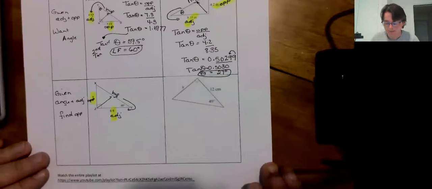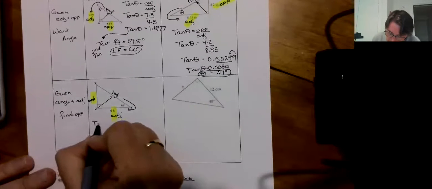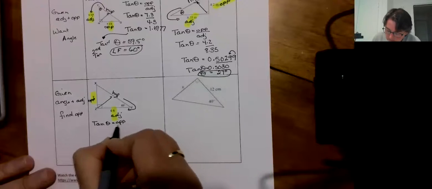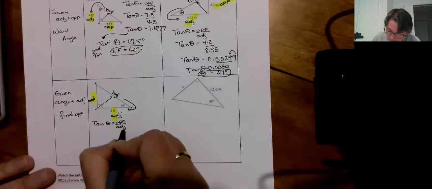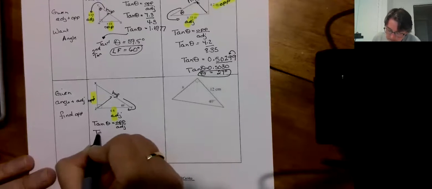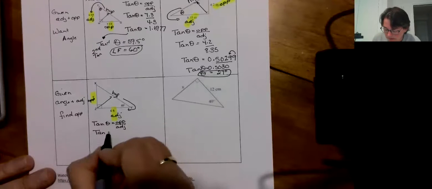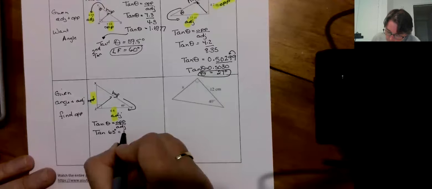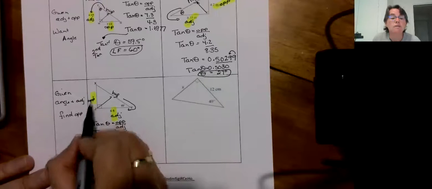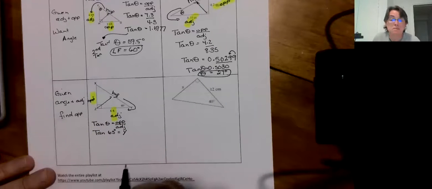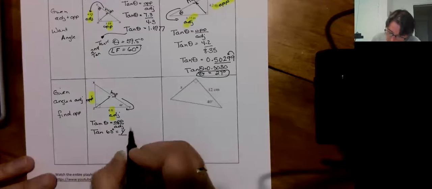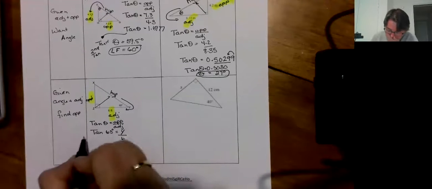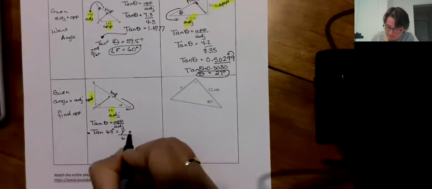Move it up some more. Tan theta, opposite over adjacent. Tan, and look, we have angle 65 degrees, is opposite, which I don't know, so I'm going to put y in because it's actually labeled there as y. You want to put opposite in, that's cool. And adjacent, excuse me, is 6. My bad.